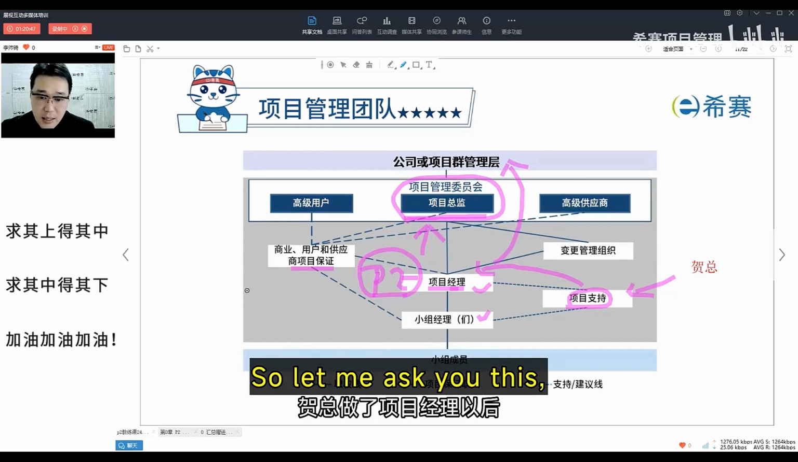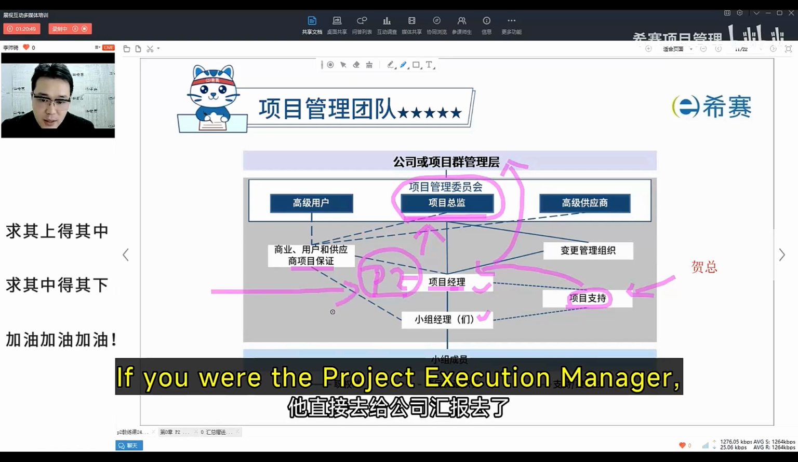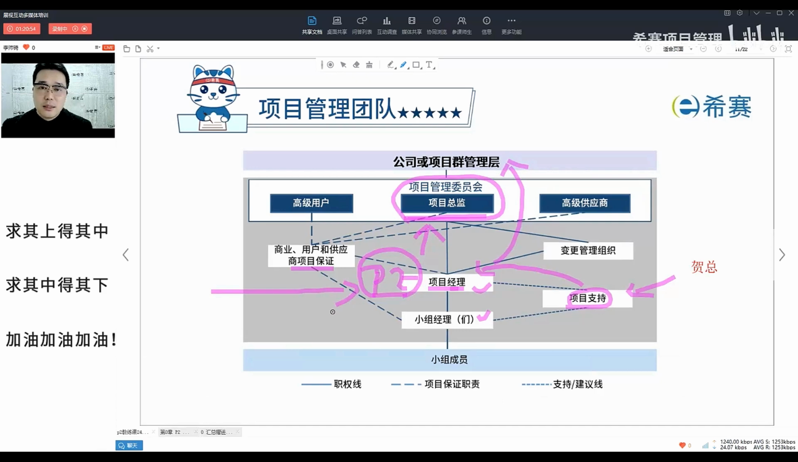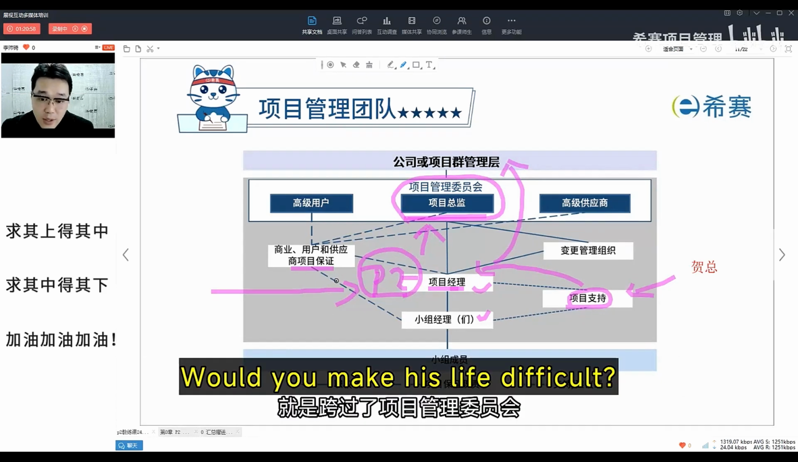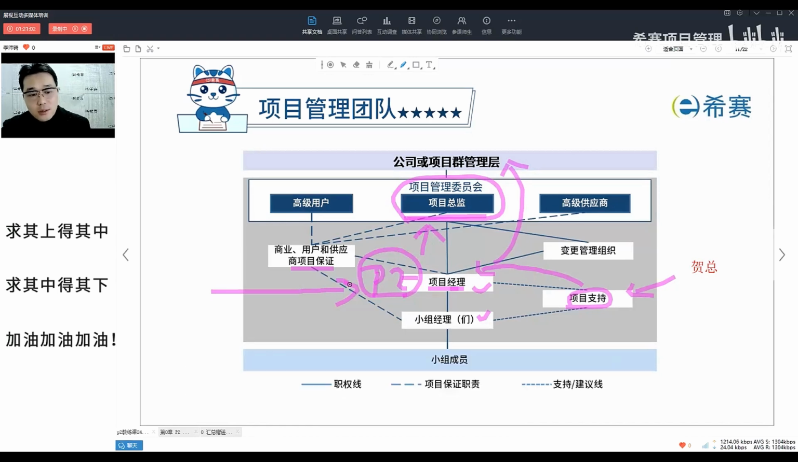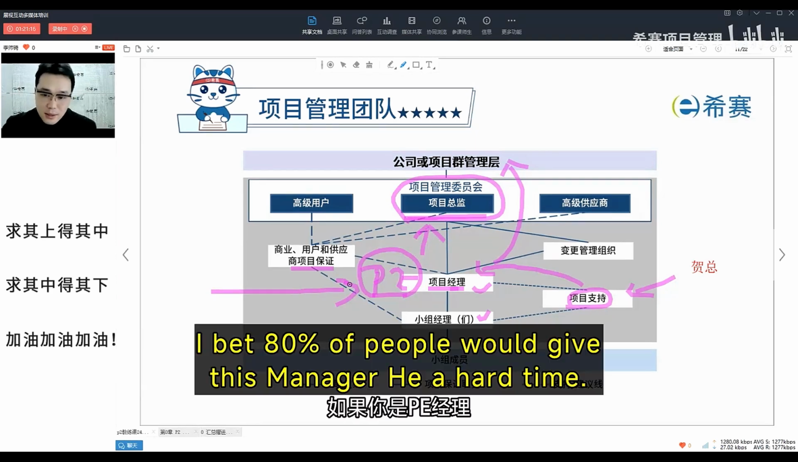So let me ask you this. If you were the project execution manager, how would that sit with you? Would you make his life difficult? Would you try to get rid of him? I bet 80% of people would give this manager a hard time.